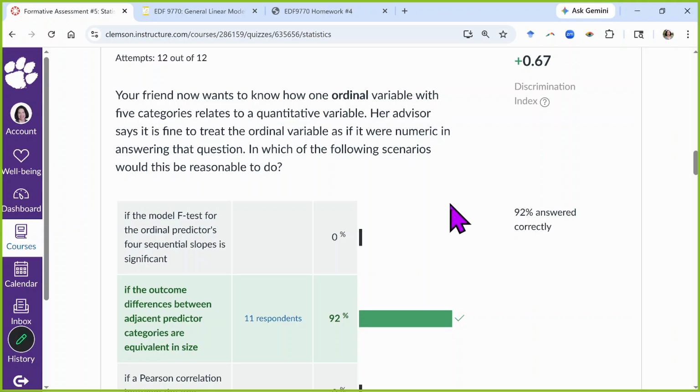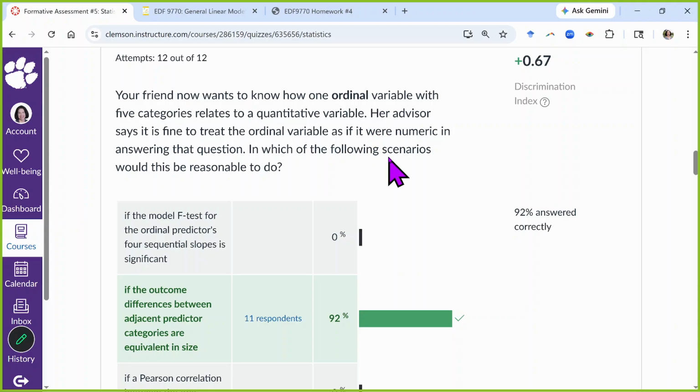And you may find yourself becoming more popular with your friends or peers or otherwise as you develop these additional research skills. So if your friend wants to know how one ordinal variable with 5 categories relates to a quantitative variable, so something like strongly disagree, disagree, neutral, agree, strongly agree. Those types of scales are very common.